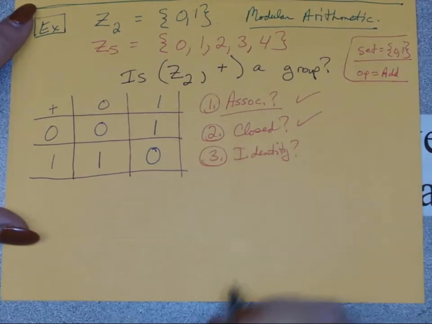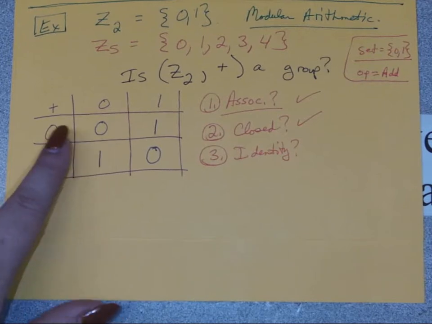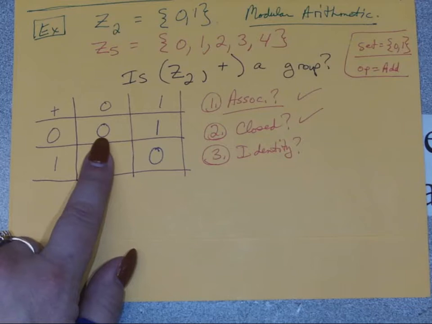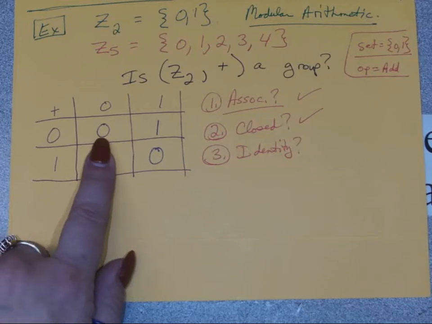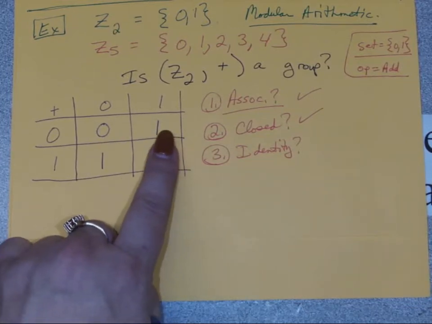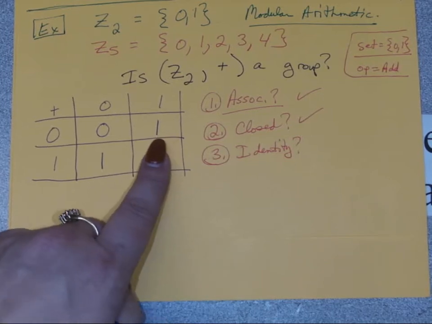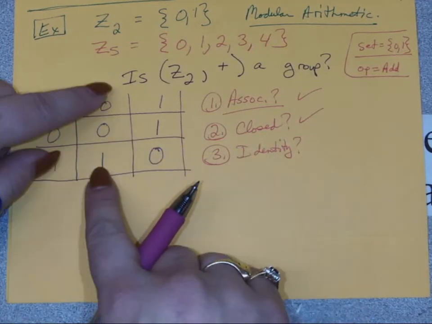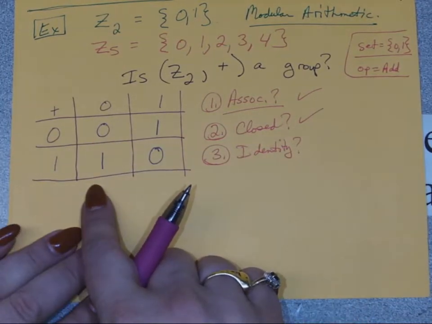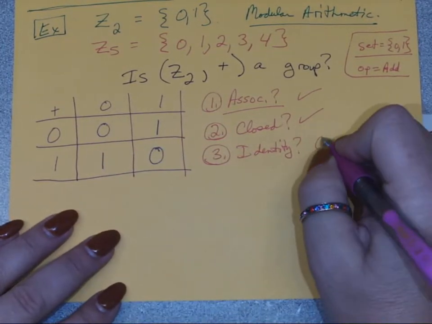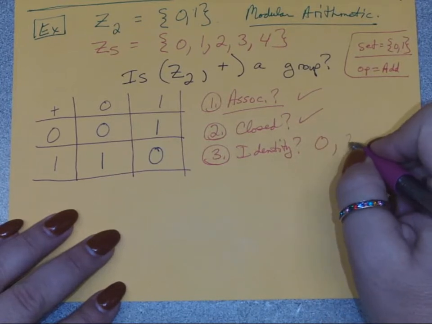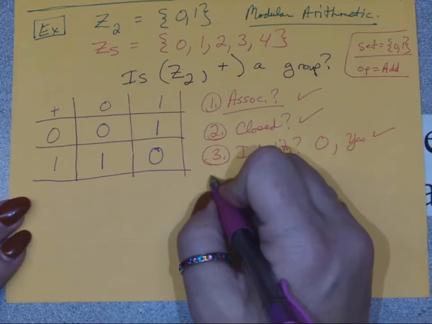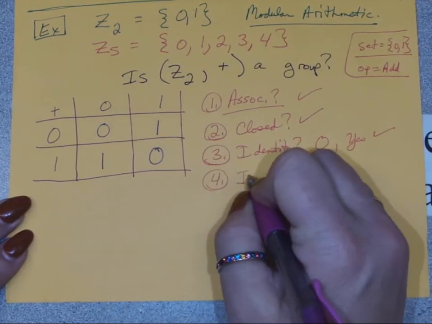So let's think about this. Is there some number that I can add, because we're doing addition, to the 0 and get back the 0? Well, it'd be a 0, right? Is there some number I can add to the 1 and get back a 1? Well, it would be a 0, right? And you can actually see that identity thing coming in here and here. Okay, so yeah, it's 0. So the answer is yes. Check. Okay, so the only one that's kind of tricky for us, again, that stinking inverse.